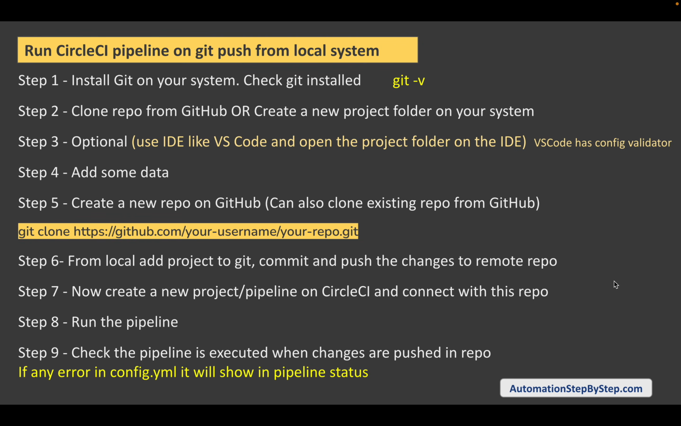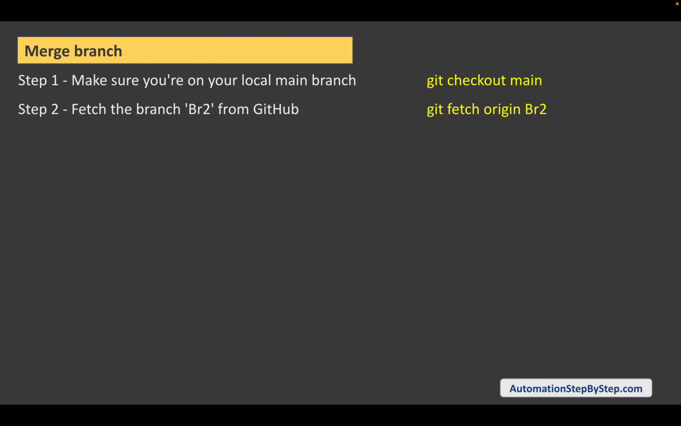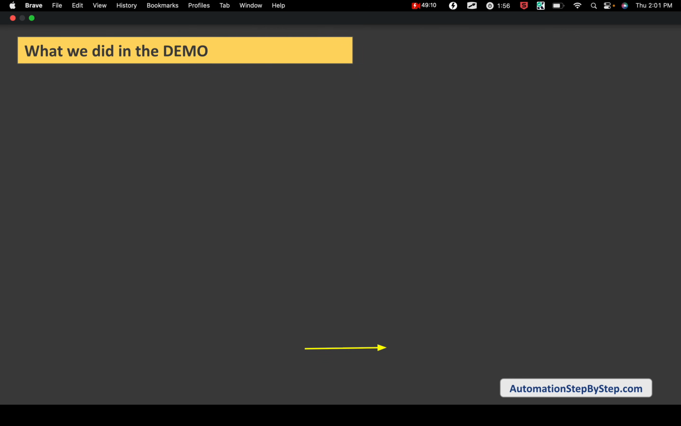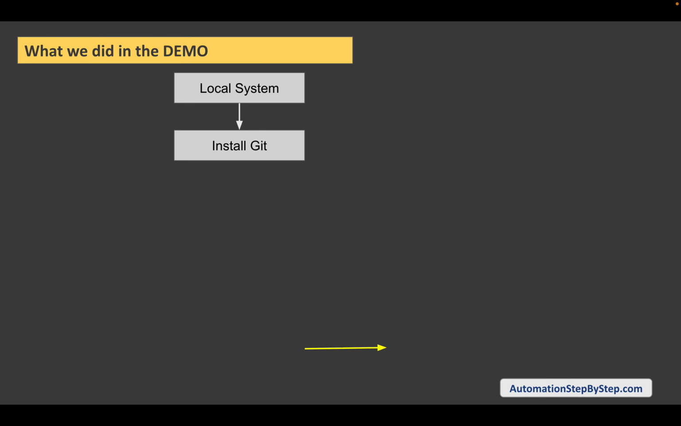It is very straightforward and it is very interesting. We have already learned how to merge the branches. Okay, now let us quickly see what exactly we did in this demo so that it is etched in your memories. So we went to our local system and installed Git, and then we created a project folder.